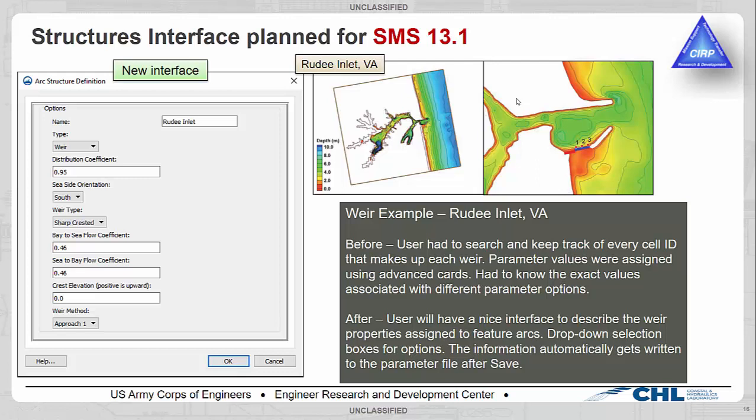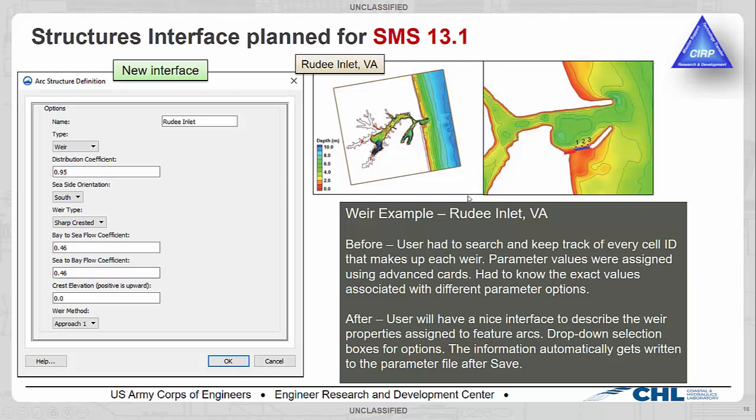So I mentioned that we are building the interface for 13.1. And so this is kind of how we are envisioning it right now. The user would come in through the map module and define polygons, and when that polygon is selected, they could assign that polygon to be a weir, or actually this is an arc for the weirs, and then for Rubble Mound jetties it'll be polygons.